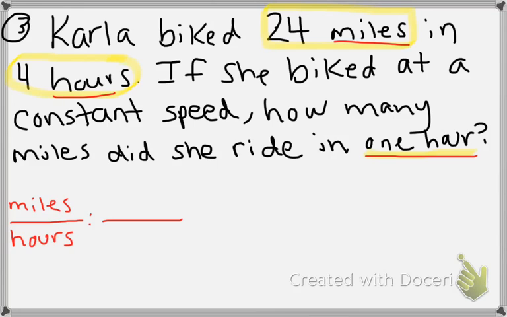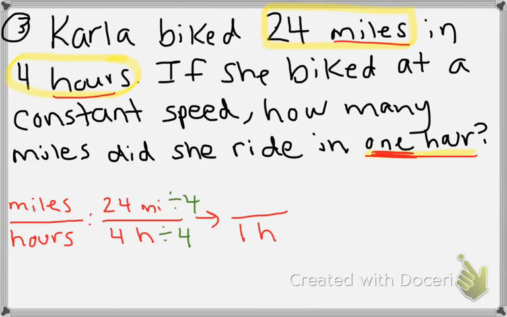So now let's fill in. Okay, they told us 24 miles in 4 hours, H for hours. But they want to know how far Carla's going to bike for 1 hour. So you have to think about it. Okay, well, what number divided by 4 gives you 1? 4. Whatever you do at the bottom, you do to the top.